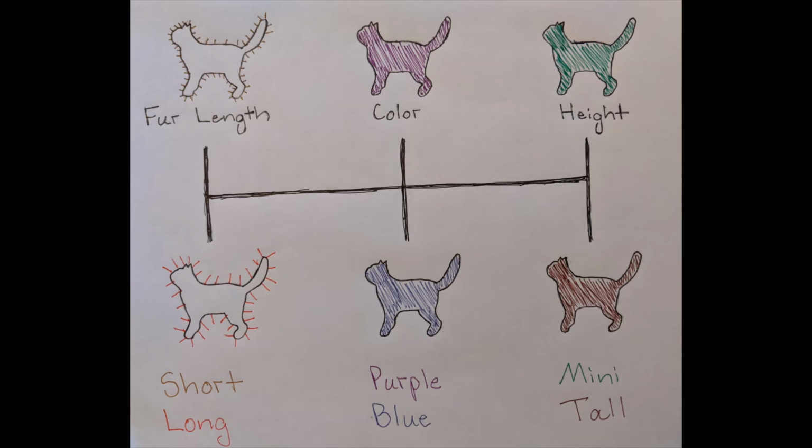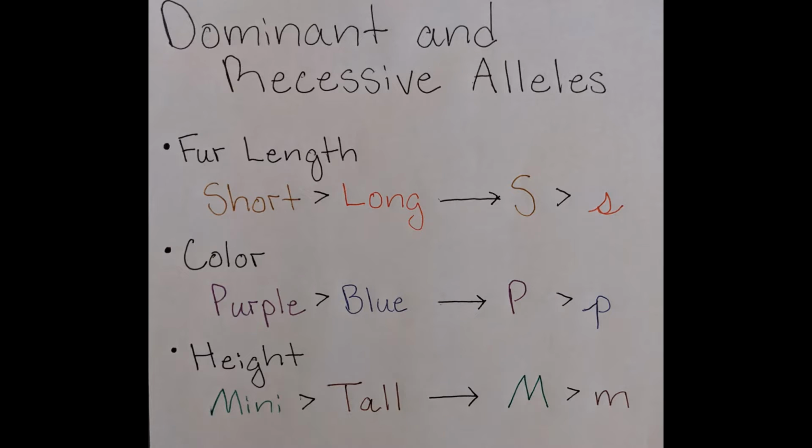Today we'll be covering genetic mapping. Here you can see an illustration of the chromosome. Throughout this video we'll be looking at the three related loci of the cat: fur length, color, and height. This cat can either have short or long fur, be a purple or blue color, and be a miniature or tall. It is important to always know what alleles are dominant and recessive.